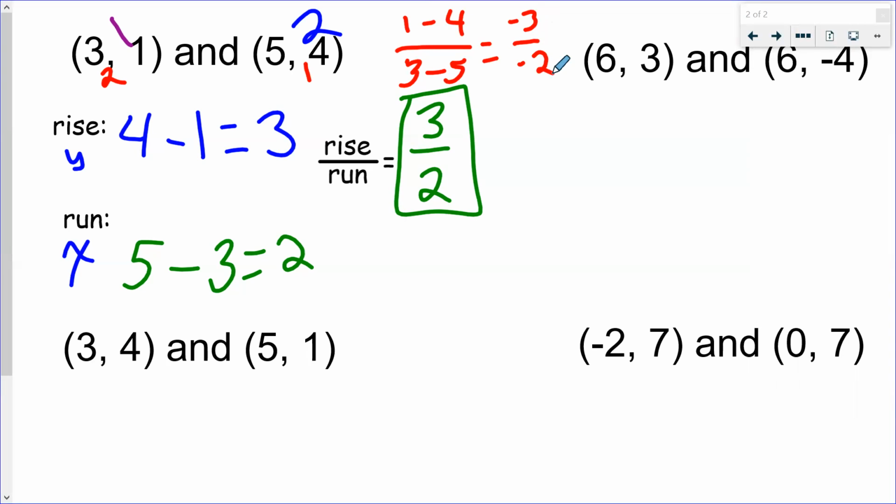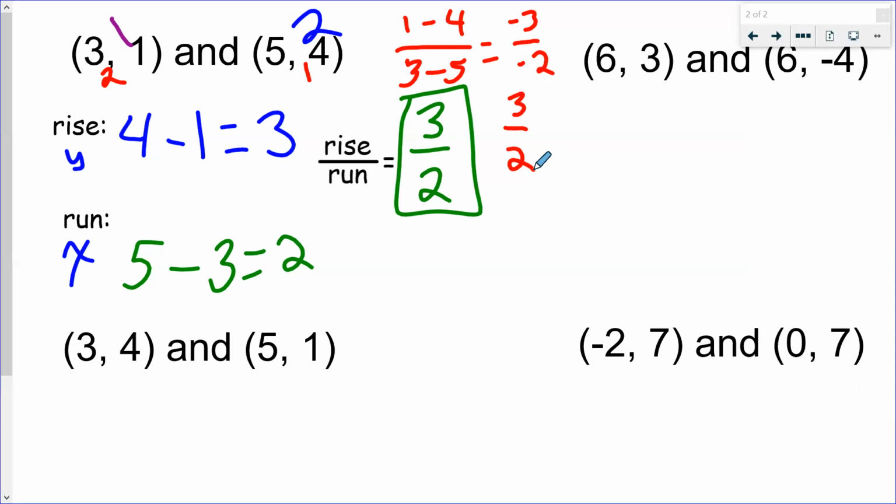Well, Mr. Harris, they're different. One's negative, one's positive. No, because if you remember the rules, a negative divided by a negative would be a positive. So if both numbers are negative, technically this is a positive slope. So it doesn't matter which one you label 1 and which one you label 2. As long as you do the math correctly, you will get the same slope. Remember, 2 negatives make a positive. All right, so let's do the next one.